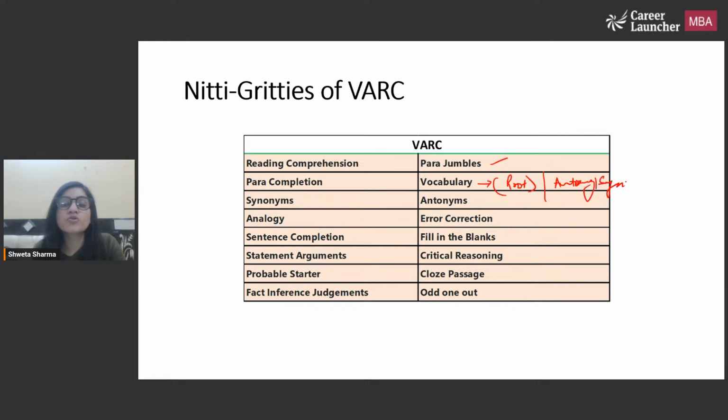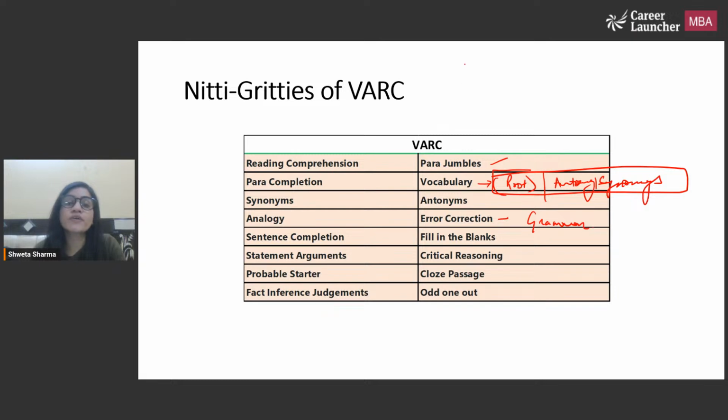So this is also something you can see in one of the sessions we'll be covering soon, maybe this week itself, where we'll be touching base on root words taken from Norman Lewis Word Power Made Easy, where we have entire 36 sessions. So we'll be covering those sessions one by one as well. So antonyms, synonyms, error correction, again a grammar part.